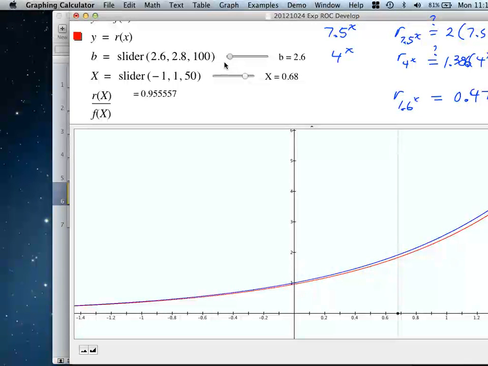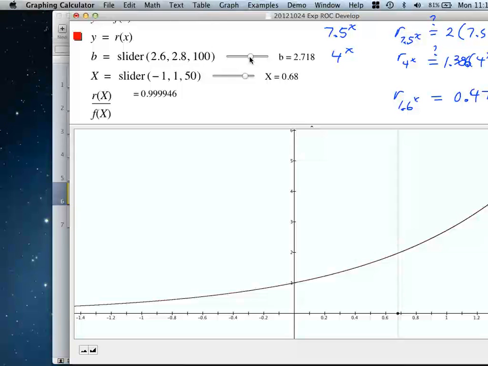Okay, so what am I looking for when I slide this b? What am I looking to get? I want to be mathematical. The ratio of rate to be 1. What needs to be 1? R. Yeah, that ratio we want to be 1. So I'm going to get as close to 1 as I can. I think I can get like 0.9999 or something. There we go.